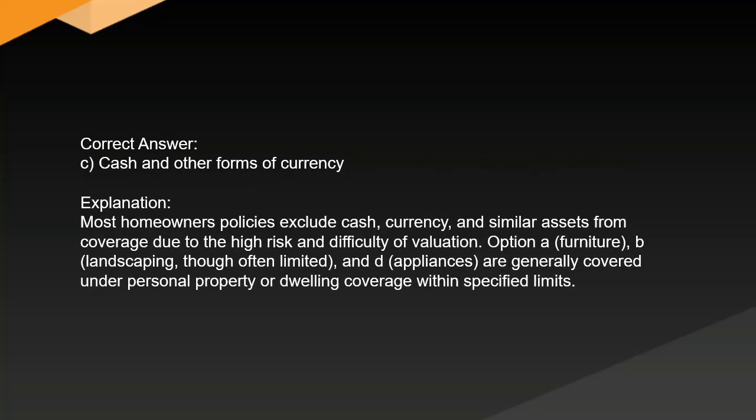Correct answer. C. Cash and other forms of currency. Explanation. Most homeowners' policies exclude cash, currency, and similar assets from coverage due to the high risk and difficulty of valuation. Option A, furniture, and B, landscaping, though often limited, and D, appliances, are generally covered under personal property or dwelling coverage within specified limits.